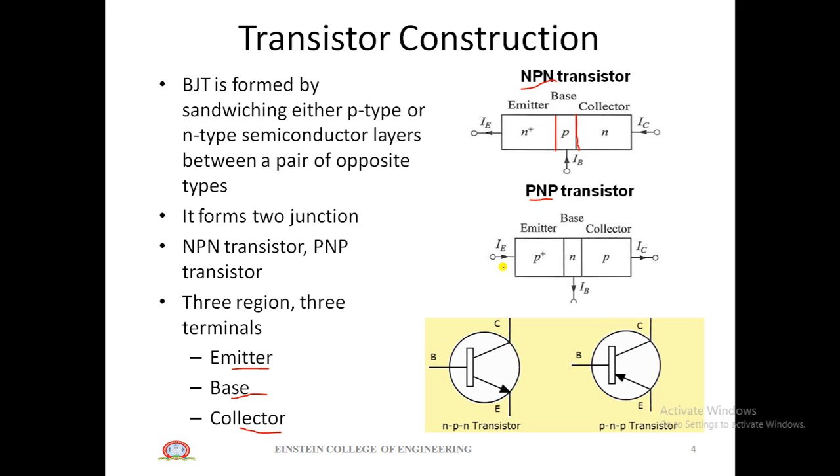These are the symbols of NPN transistor and PNP transistor. In this, we are having an arrowhead in the emitter terminal which points from P-type to N-type. It shows the current direction in the transistor.